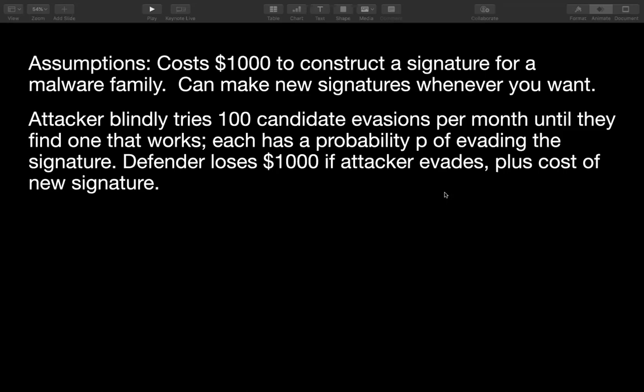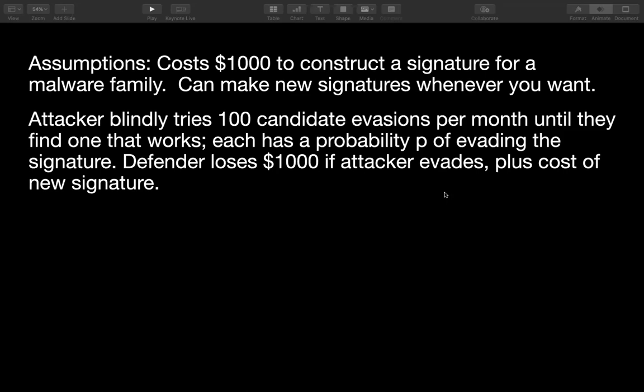Let's say each change they make has some probability P of evading the signature, and then there's some cost to us as defenders if the attackers evade, because there's some time period when that malware family is no longer detected and users get harmed. It takes us a while to respond, notice that, and make a new signature. In the meantime, our users have been harmed by this malware. So we need to put some cost on that, and I don't know how we assign a cost to that. So there's an economic model.